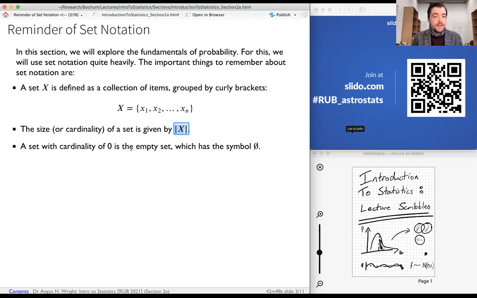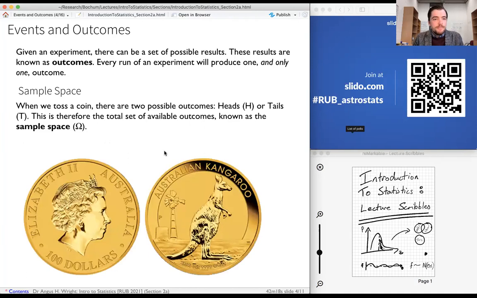And the last thing, which is something that we're going to see a bit later, is that a set which has zero size, a set which has a cardinality of 0, is what we call the empty set or the null set. And the null set has this funny symbol of the 0 with the line through it. That'll come up a bit later, but just included here so that if you look back here for reference, you'll be able to see what we're talking about.